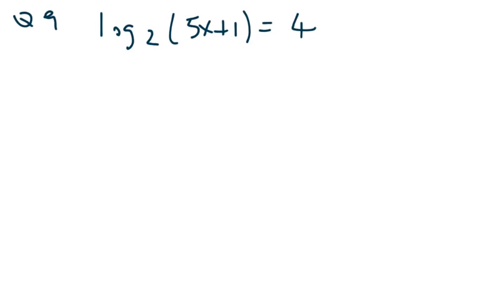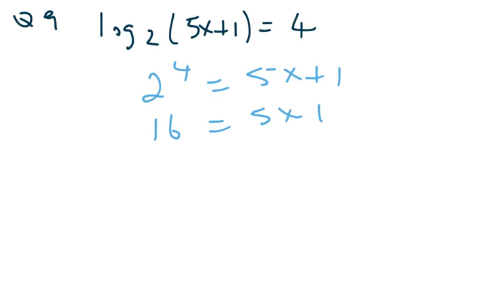All right, so what power is 2 raised to give myself 5x plus 1? Well, the answer is 4. So 2 is raised to the power of 4. So 2 to the power of 4 is equal to 5x plus 1. 2, 4, 8, 16. 16 is equal to 5x plus 1. So 5x is equal to, as it happens, 15. I just made this one up, by the way. I didn't expect it to work out so nicely. So x is equal to 3.